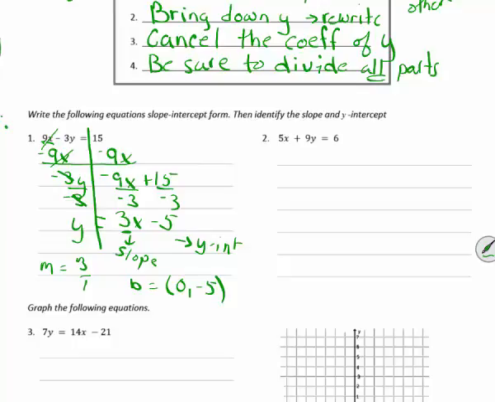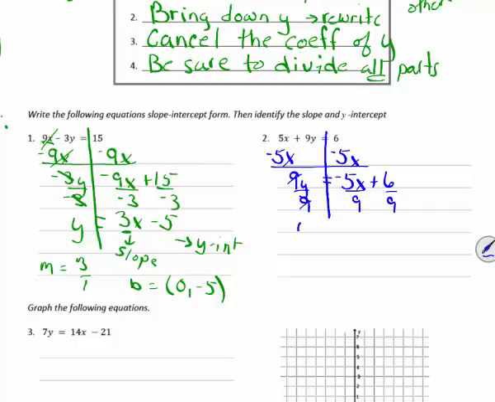Okay, let's try another one. So here I have 5x plus 9y equals 6. So like before, if you want to draw a line, you can. I'm going to subtract the 5x. I'm subtracting because it's a positive. I'm going to bring down the y term, 9y, and then I'm just going to rewrite this, negative 5x plus 6. Now I have to cancel the coefficient, so I'm going to divide by 9, and I have to make sure that I'm dividing each part by 9.